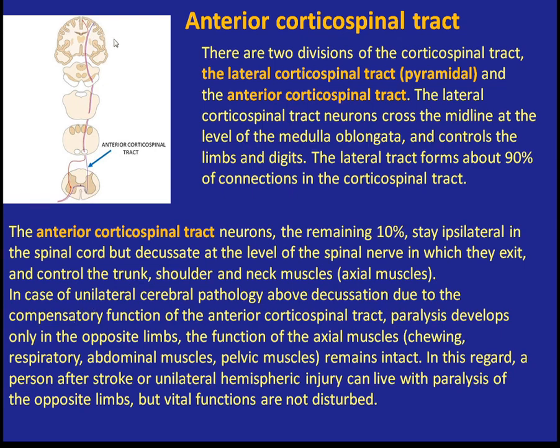In case of unilateral cerebral pathology above decussation, due to the compensatory function of the anterior corticospinal tract, paralysis develops only in the opposite limbs. The function of the axial muscles like chewing, respiratory, abdominal muscles, pelvic muscles remains intact. In this regard, a person after stroke, typical unilateral stroke or unilateral hemispheric injury, can live with paralysis of the opposite limbs, but vital functions are not disturbed.